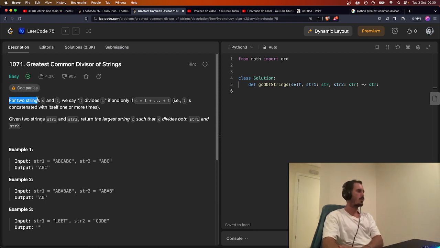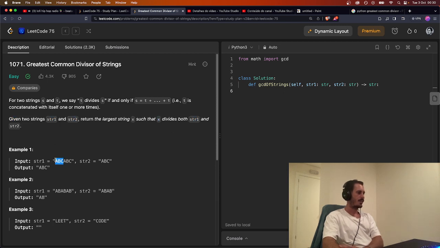So for two strings s and t, we say t divides s if and only if s equals t plus t plus t, and so on. For example, t is concatenated with itself one or more times. So the string ABC is ABC plus ABC, so string t will be ABC. Given two strings, string 1 and string 2, return the largest string x such that x divides both string 1 and string 2.